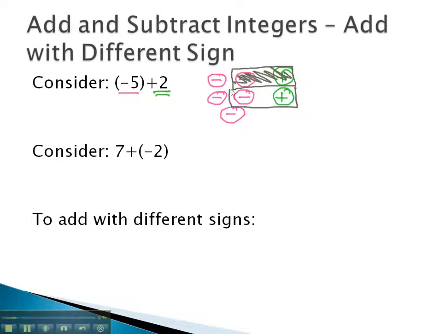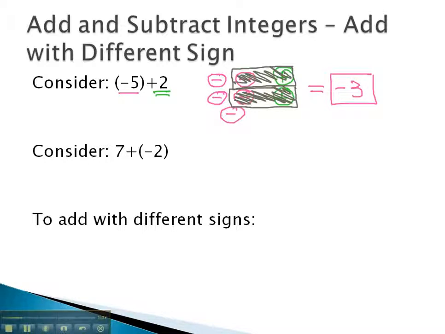Similarly, this negative and positive get together. They subtract each other out. And what you see is when we do this, all that is left from this grouping of 5 negatives and 2 positives are 3 of these negatives. Let's try this other example.